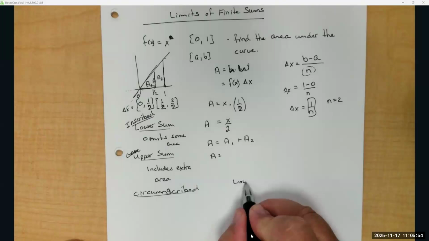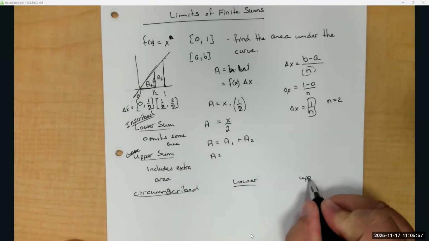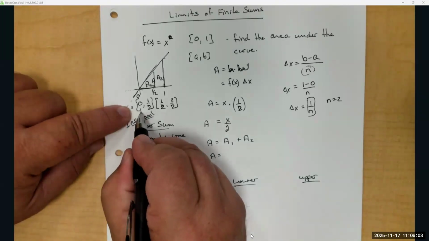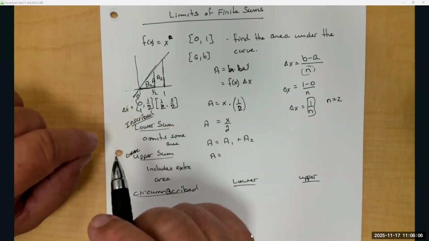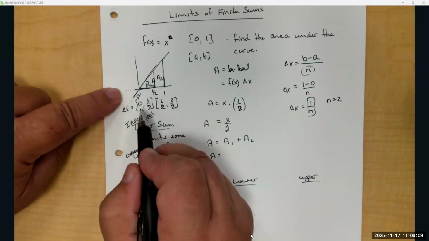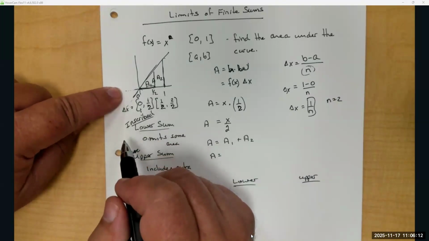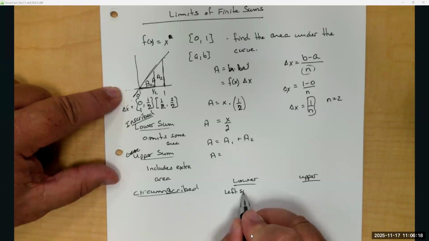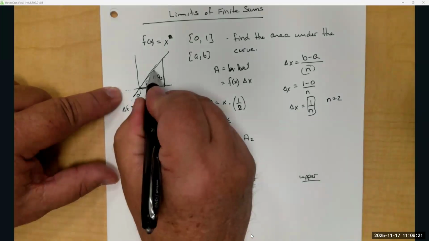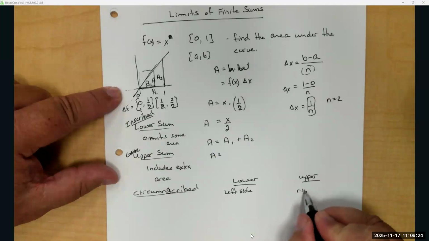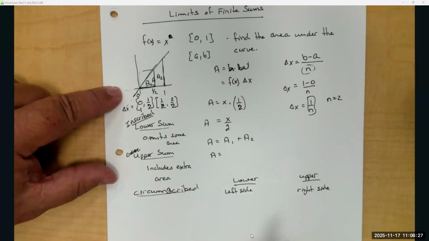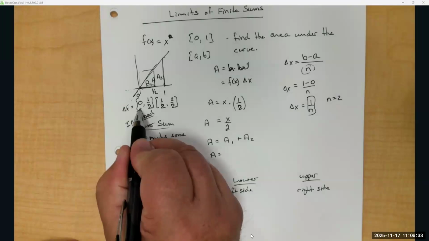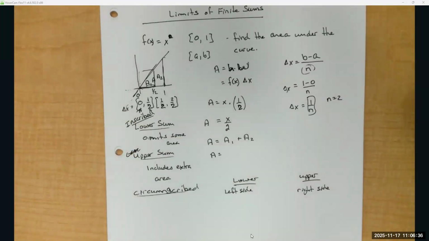It's important to define the upper and lower before you start. Because if we did the lower sum, that means we're going to take the part of the rectangle that has less area. In this case, it would be the left side of the intervals. The upper sum would be the right side. What do I mean by left side, right side? We have an interval. Is it on the left side or the right side? Is it the smaller end or the larger end?